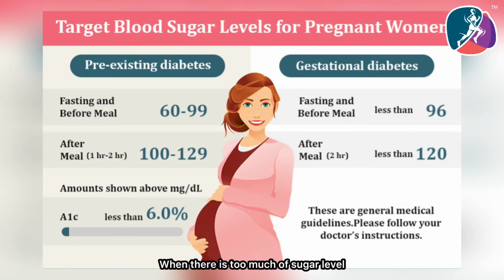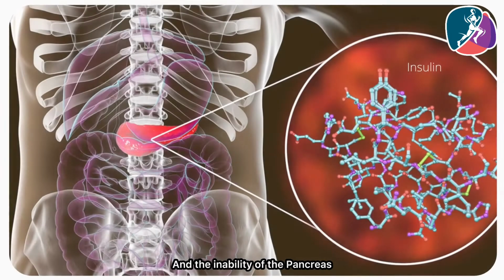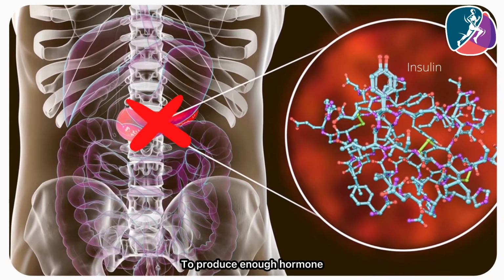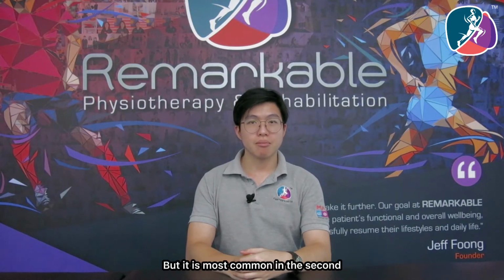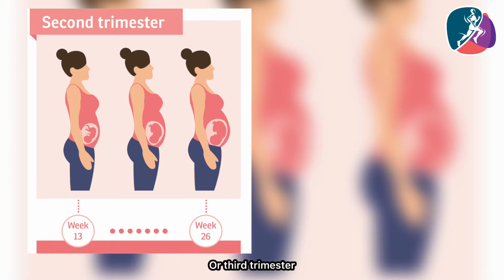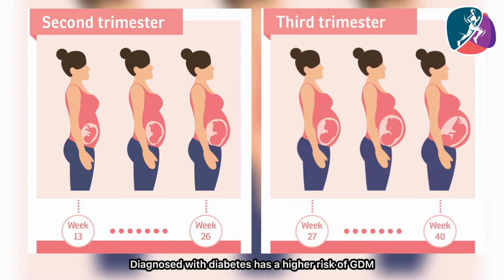Gestational Diabetes Mellitus, or GDM for short, is a temporary condition and the most common health problem during pregnancy, when there is too much sugar in the blood. However, the high glucose level will return to normal after delivery. This is usually because of hormonal changes during pregnancy and the inability of the pancreas to produce enough hormone to control the glucose level. This can happen at any stage of pregnancy, but it is most common in the second or third trimester. Pregnant women who have been diagnosed with diabetes have a higher risk of GDM.